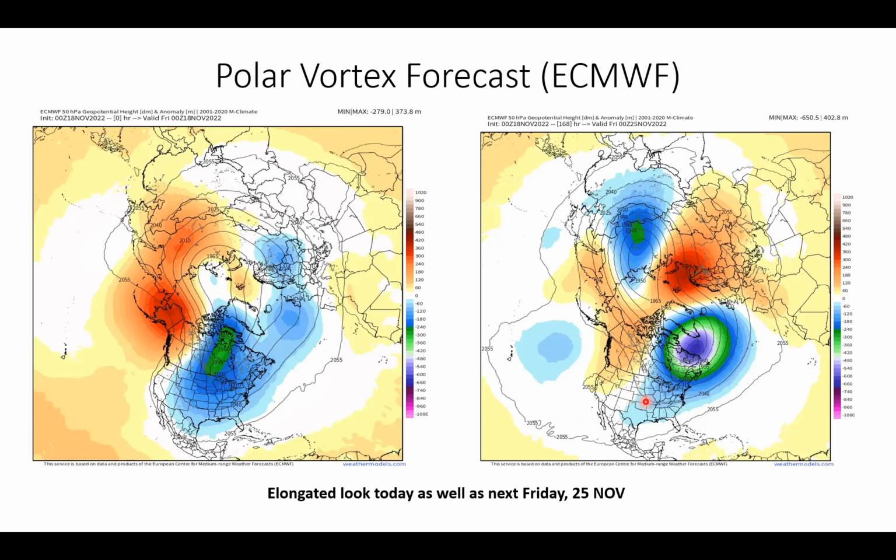Look at the forecast for next Friday, the 25th of November. Wow, this whole lobe here, the polar vortex, is really interesting. That purple coloring indicating anomalously low heights over southeastern Canada. And you still see the stretched out appearance of the vortex on the European forecast, right on through next Friday, the 25th of November. Now, this is 168 hours out, but in general, the European model goes out to about 240 hours or 10 days.